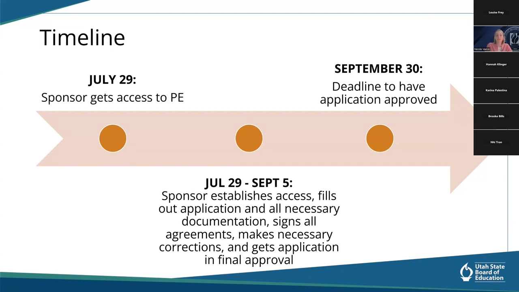Our deadline that we are working towards as the state agency is to have all applications approved by September 30th. This is just to do our best to make sure that as we get into program year 26 on October 1st, the applications are in there and ready to go. If there are any exceptions that we need to work with, we may need to do that on a one-on-one basis, but we are aiming to have those applications completed on our part by September 30th.